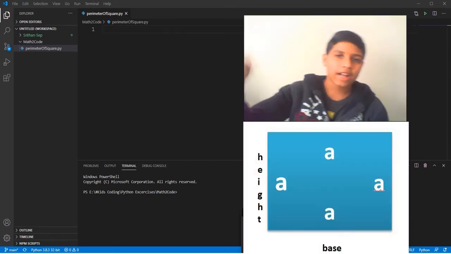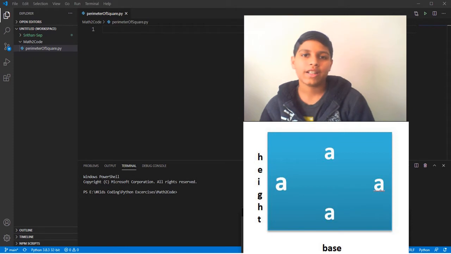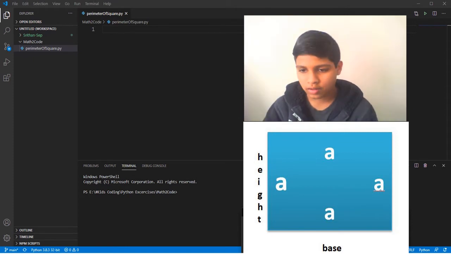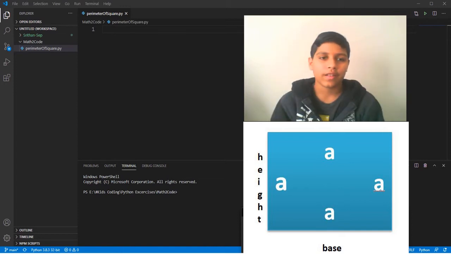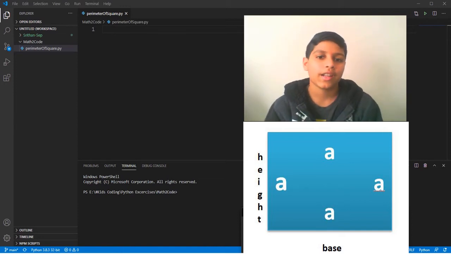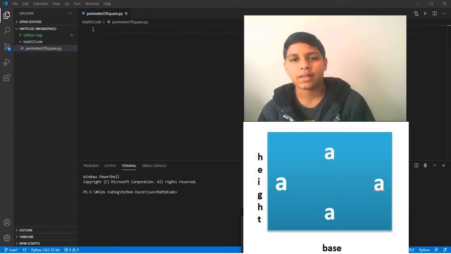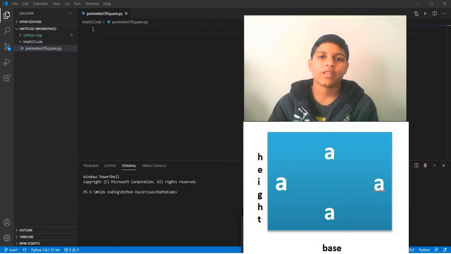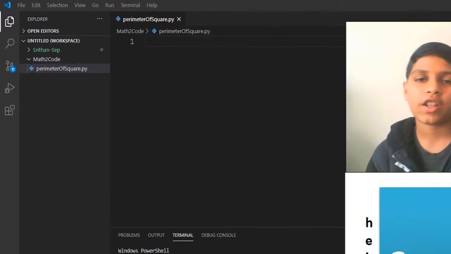Look at the diagram below. All sides and angles are equal and all angles are 90 degrees. Each A stands for each side. There are 4 A's, and A plus A plus A plus A equals 4 times A, which is the perimeter of a square's formula. Now let's jump into the coding part.